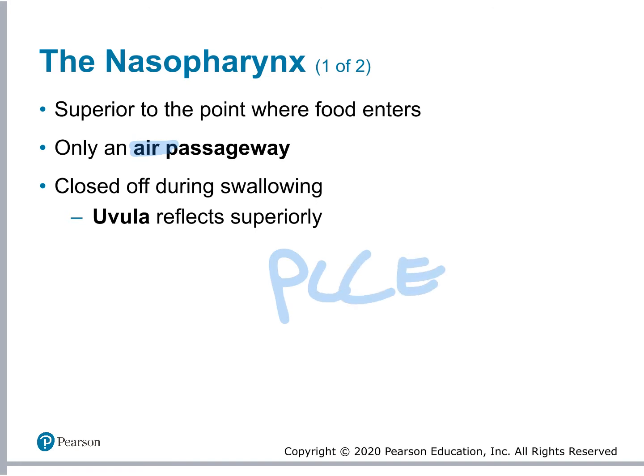There's a part of the palate, it's called the soft palate. And the soft palate has a part that hangs down called the uvula. And whenever you swallow food or water, the uvula will lift up and it closes off the nasopharynx so that whatever you swallow goes down and into the esophagus, not up and into your nose.